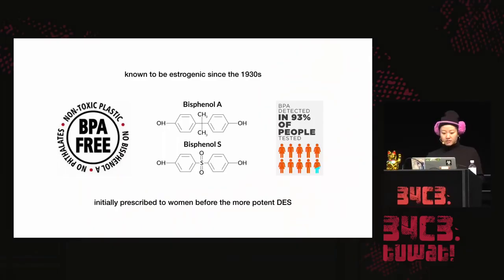And this is the last one. We have the very popular BPA. And this molecule was also coming from petrochemical, but they decided that before DES, they wanted to try it on women because they knew that it had estrogenic effects. So since the 1930s, the industry has known this has estrogenic effects, yet it's one of the most commonly used plasticizers in the food and packaging industry. And you might notice that a lot of your water bottles say BPA-free on them now. Well, they might still contain BPS, which is just another version of BPA, which is just as toxic, but the companies are not legally obliged to label it containing BPS.